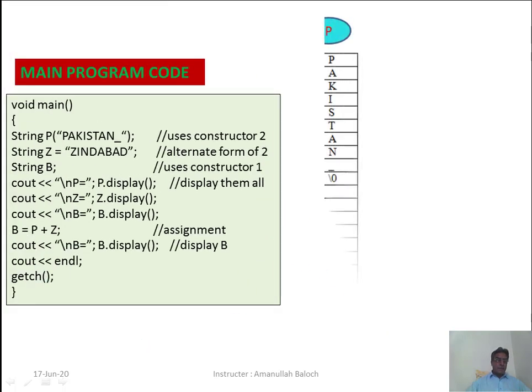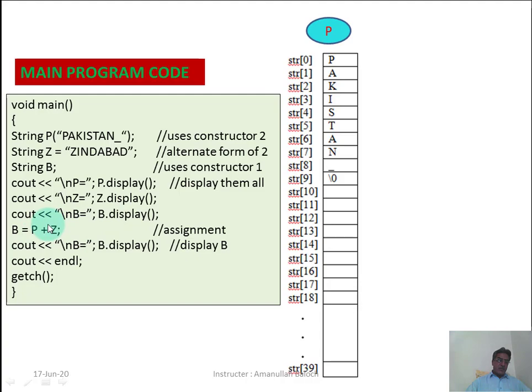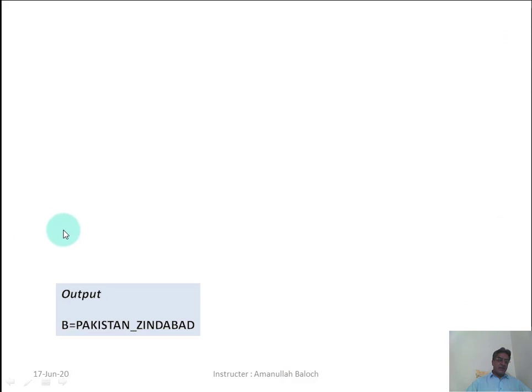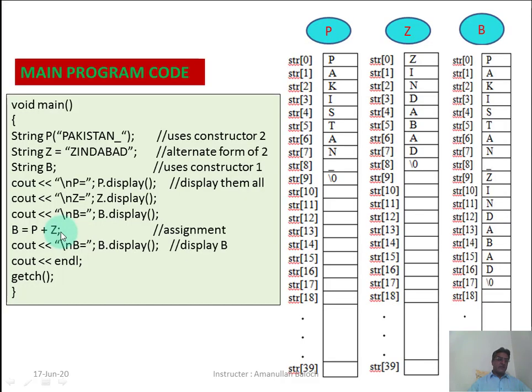Here, P plus Z, control was transferred from this location to the class, and the class returned the value of T, and you can see here P plus Z. Here the computer will return the value of T, which is Pakistan Zindabad, and it will be copied into the memory of B through the default copy constructor. So you can see that B has Pakistan Zindabad. This is the return value of T from the plus operator.